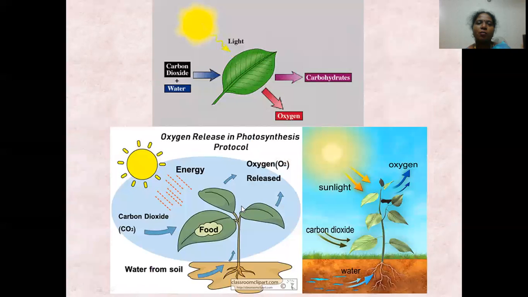Here, carbon dioxide combines with water in the presence of sunlight, and the plants, especially the leaves, synthesize carbohydrates and convert carbon dioxide to oxygen. So the oxygen release protocol is like this. From the sunlight, plants obtain their energy, and they also make use of carbon dioxide and water from the soil. With the help of all three, water, carbon dioxide, and sunlight, the plants prepare their own food material and release oxygen via photosynthesis.